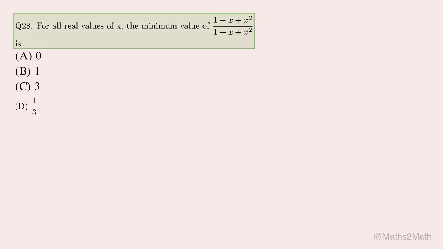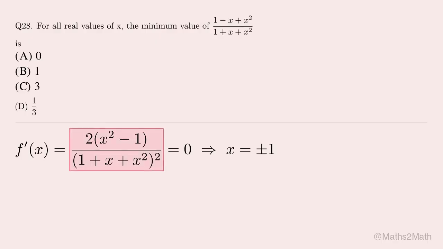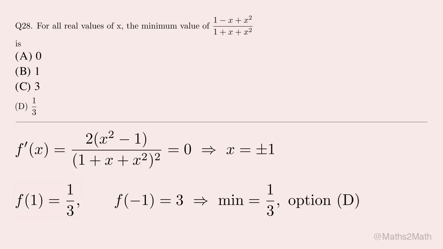Question 28, multiple choice. A ratio of two quadratics that never vanish. The quotient rule numerator collapses to 2x squared minus 2. Differentiate. The numerator of f prime reduces to 2 times (x squared minus 1), so the critical points are plus and minus 1. Evaluate, f of 1 is 1/3, f of minus 1 is 3. The minimum is 1/3, option D.